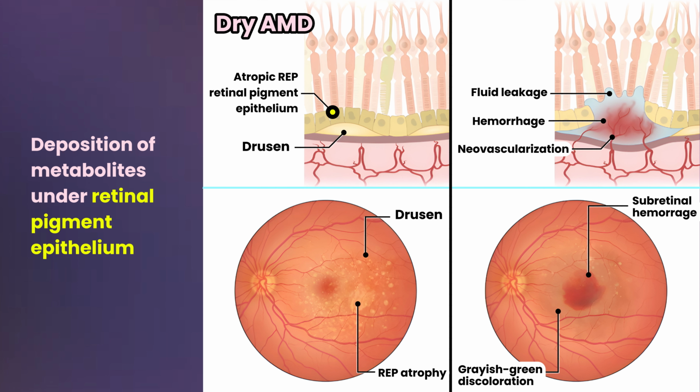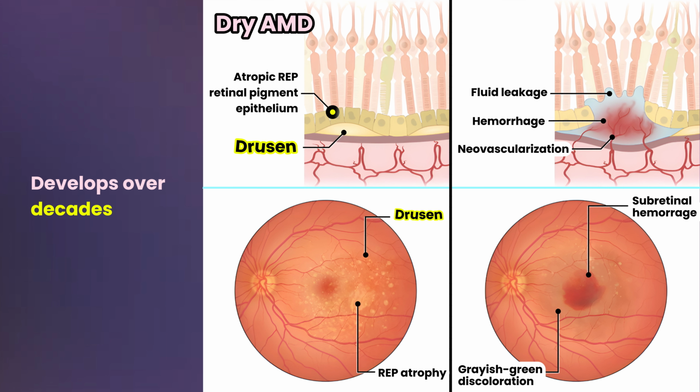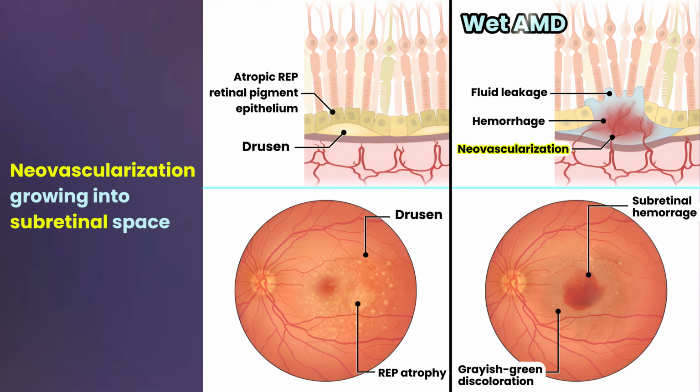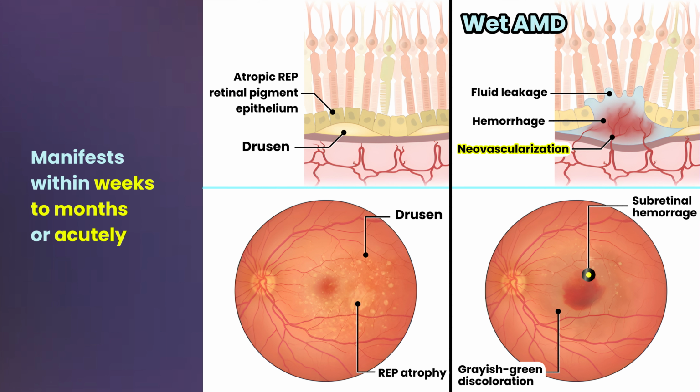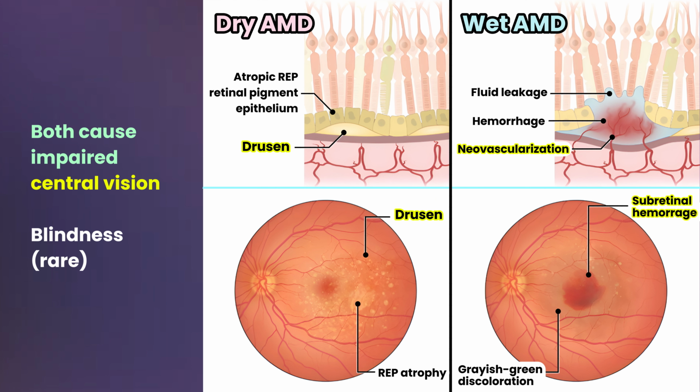Dry AMD is caused by deposition of various metabolites under the retinal pigment epithelium, drusen, and usually develops over decades. While wet AMD is caused by neovascularizations growing into the subretinal space and manifests within weeks to months or even acutely. Both forms ultimately cause impaired central vision and can, in rare cases, lead to complete blindness.